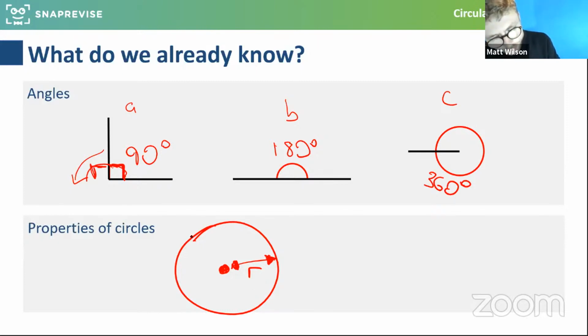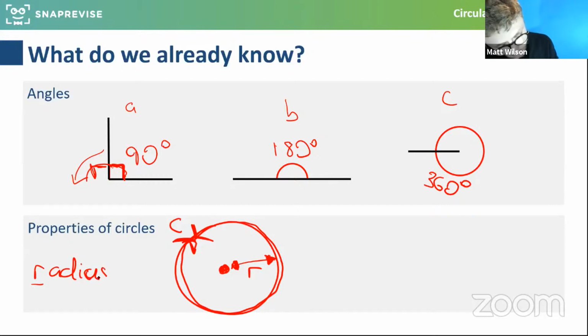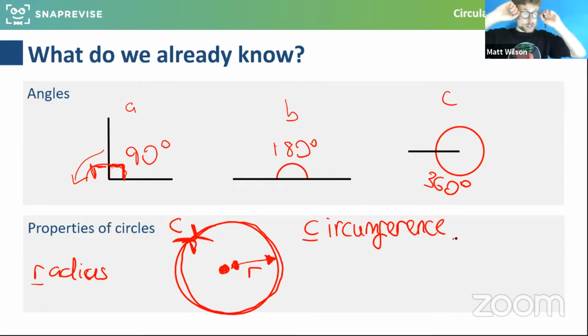And then there's the length going all the way around the outside. All the way around. This is given the symbol C. So R is the radius, and C is the circumference. Okay, good. Yeah, radius and circumference.